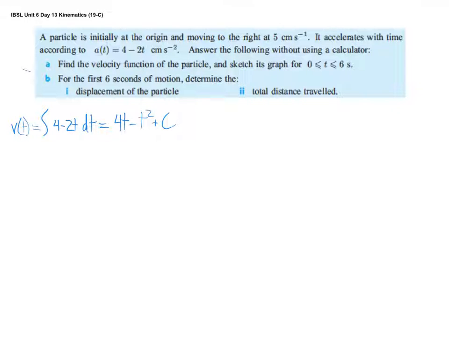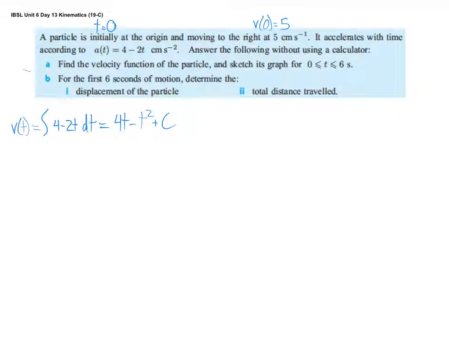Plug in the centimeters. Okay, they told us, pay attention to those beginning things that they tell you. A particle is initially, that means our time equals 0. So when t equals 0, v equals 5, or you could even say that v of 0 equals 5. That's how we're gonna figure out C in this case.